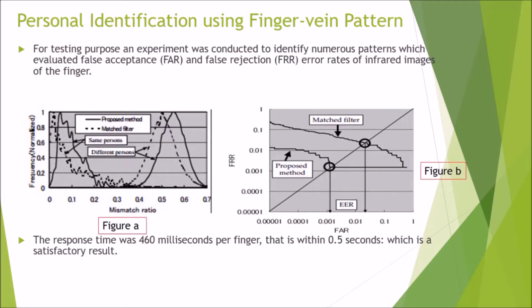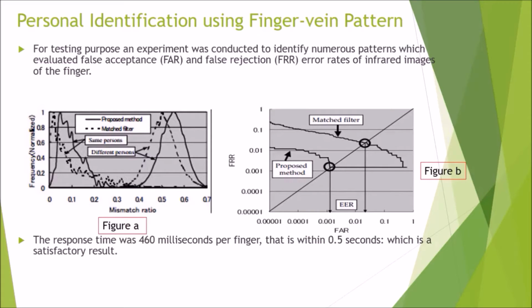The relationship between the mismatch ratios and the frequency is shown in figure A. Each distribution was normalized by its maximum frequency. The averages of the distributions among different persons were high. The mismatch ratio was around 50% for both methods. The receiver operating characteristic ROC curve, which shows the relationship between FAR and FRR, is shown in figure B. It shows that EER was 0.145% for a mismatch ratio of 37.6% when the proposed method was used.